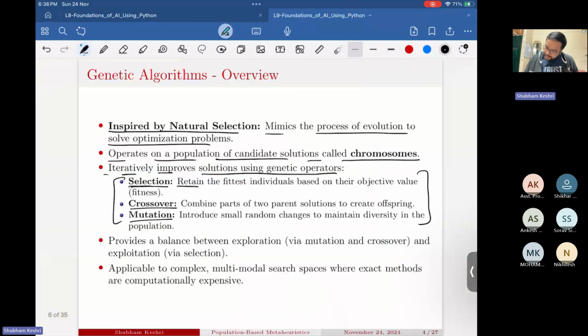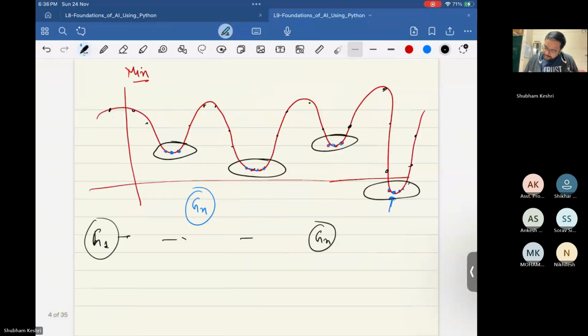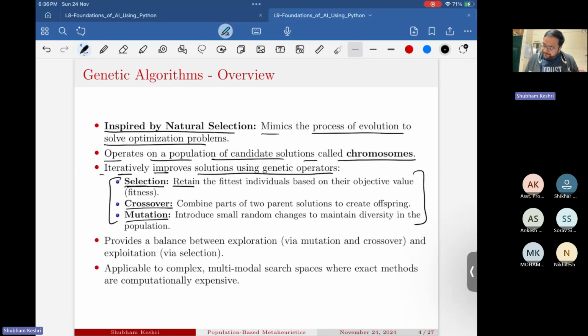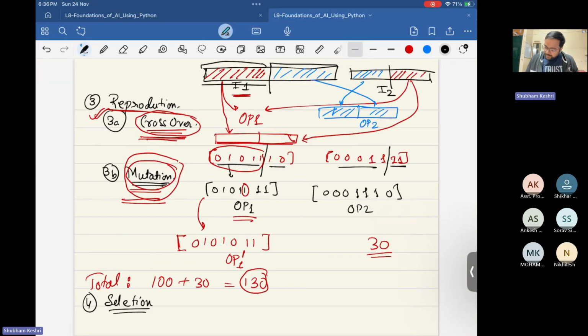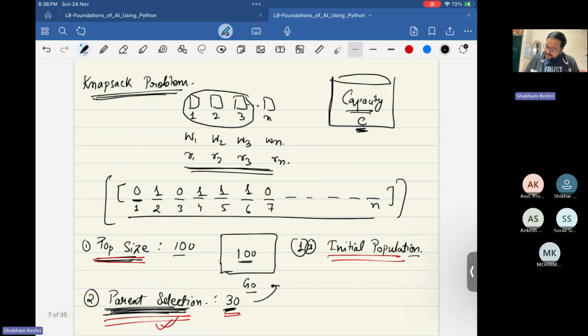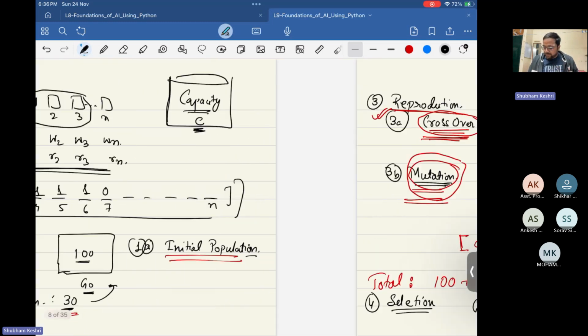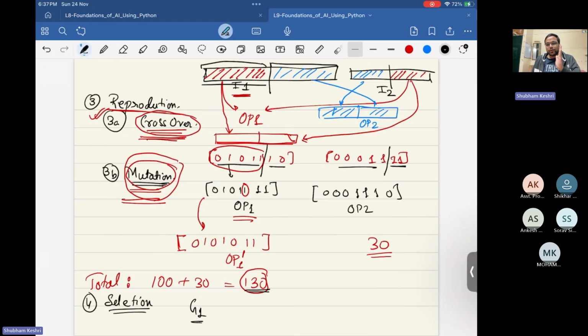So what this selection is, among these 130 individuals, we have to pick 100 individuals to go to the next generation. So generation 1. We started with generation 0, and we have to go to generation 1. Over here also, you can pick the best 100 individuals from this generation. But this is not a good idea to do.